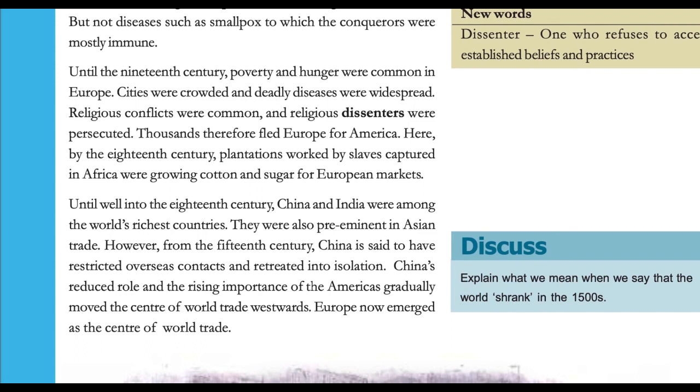New words. Dissenter: one who refuses to accept established beliefs and practices.